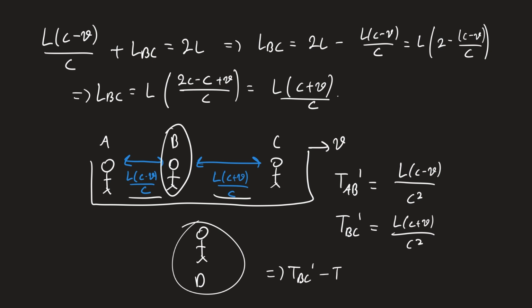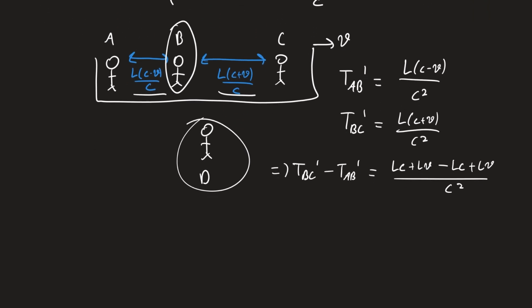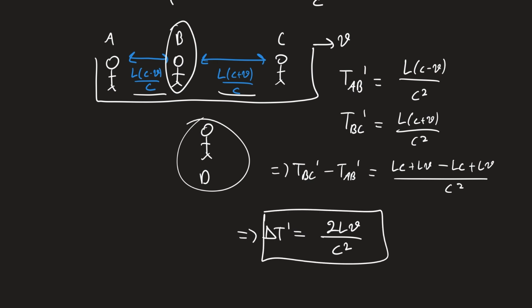Let's start with the larger time period, which is T_BC' minus T_AB', and we can just open these parentheses to make it simple. So we have Lc plus Lv minus Lc plus Lv, all over c squared. From this, we get that the answer is 2Lv over c squared. This is an important formula because now the rear clock in the frame that is moving relative to the observer is always ahead, given by this formula.